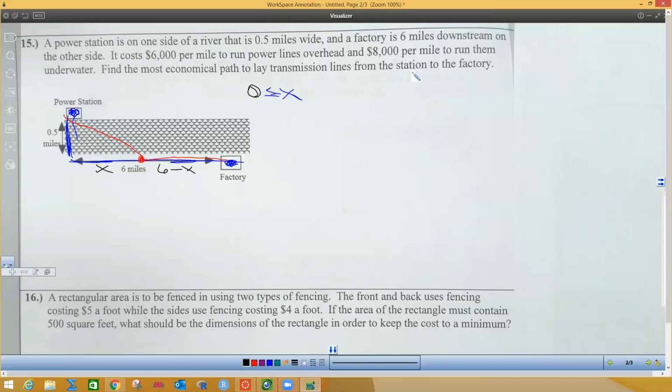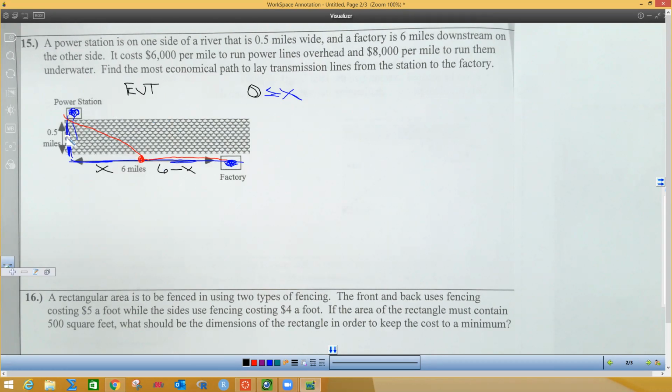All right, so we want to go a half mile across this river, 6 miles down. So we got 3 options. Because if you remember from EVT, any critical numbers can be a max or a min, or the endpoints can be a max or a min.